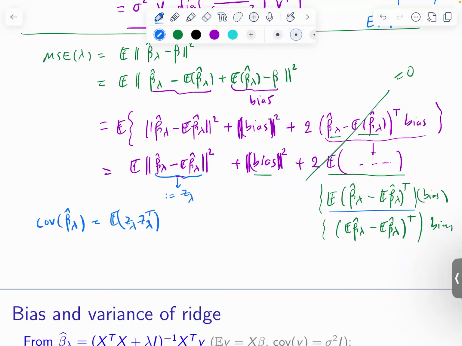It's close to what we want. What we want is really the expectation of z lambda norm squared, which I can write as the expectation of z lambda transpose z lambda. And if we look at the covariance matrix, it's almost there, but it's switched. So expectation of z lambda transpose z lambda: this is a matrix, that's a scalar. So how do I relate these two?